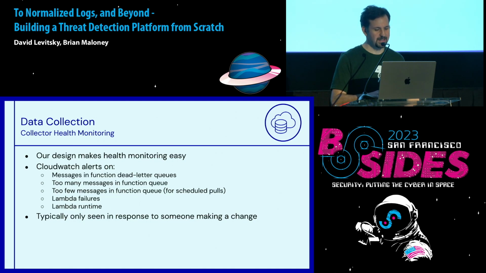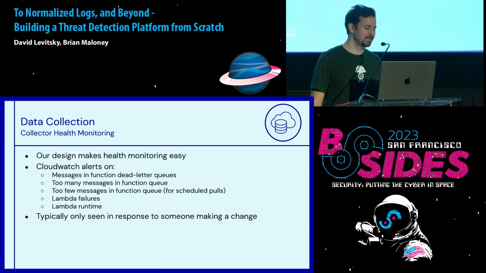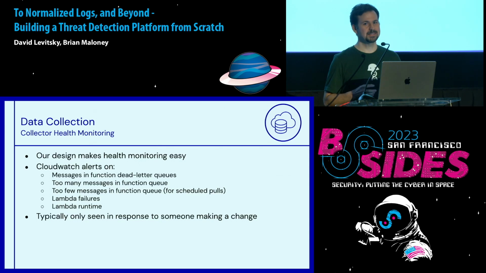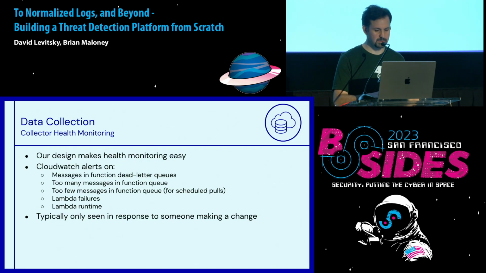Typically, we only see failures in response to somebody making a change. Again, you can see format changes downstream, but that's usually due to a human. Likewise, other failures, like runtime exceeded or things like that, are usually due to some human as well. So we've not needed a lot of care and feeding, and it's usually been traceable to something in our GitOps process.